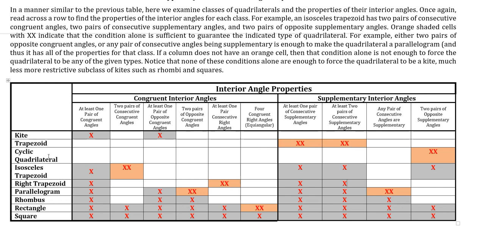Well, what about if they are opposite supplementary angles? Well, that turns out to be exactly enough to make it a cyclic quadrilateral right here. And then it turns out that isosceles trapezoids have that property as well. So they are cyclic, as are rectangles and squares.